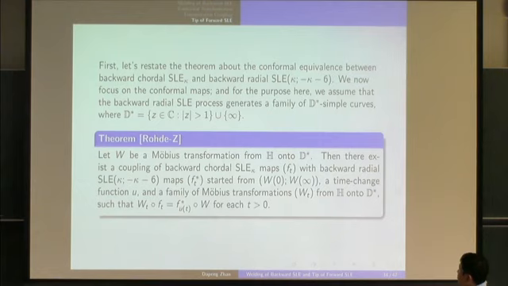Here is a theorem. Suppose W is a Mobius transformation from the upper half plane onto the D star. Then there exists a coupling of backward chordal SLE kappa maps Ft with backward radial SLE kappa minus 6 maps Ft star, starting from W0, W infinity, a time change function U, and a family of Mobius transformations Wt from H onto D star, so that Wt compose Ft equal to F star Ut compose W for every t.